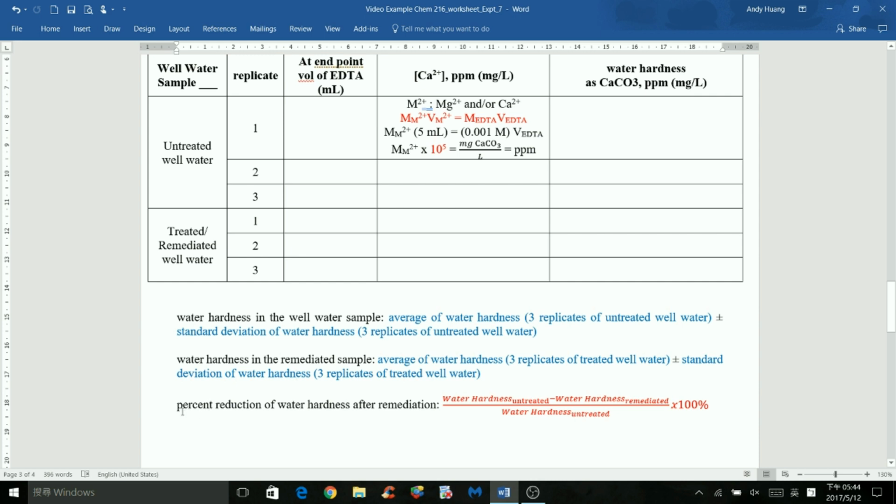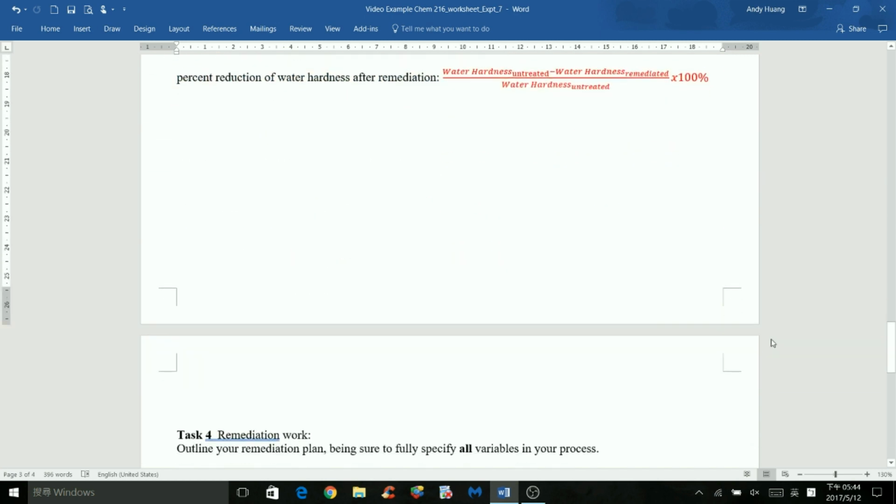Okay, so again, the percent reduction of water hardness after remediation. So it's the same approach as task 1 and 2. For fluoride, iron 2 plus / iron 3 plus, same approach. You want to know the difference between the untreated sample and the remediated sample first, divided by the untreated sample and its percent reduction. So always multiply by 100%. So that's task 3. So let's go to task 4.